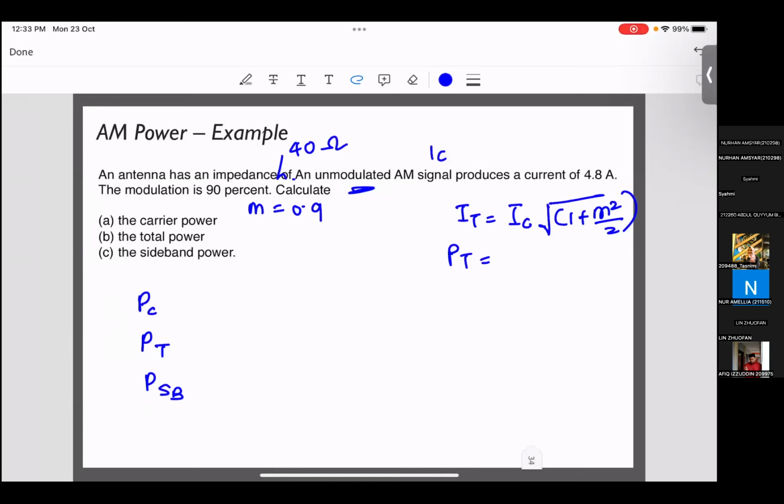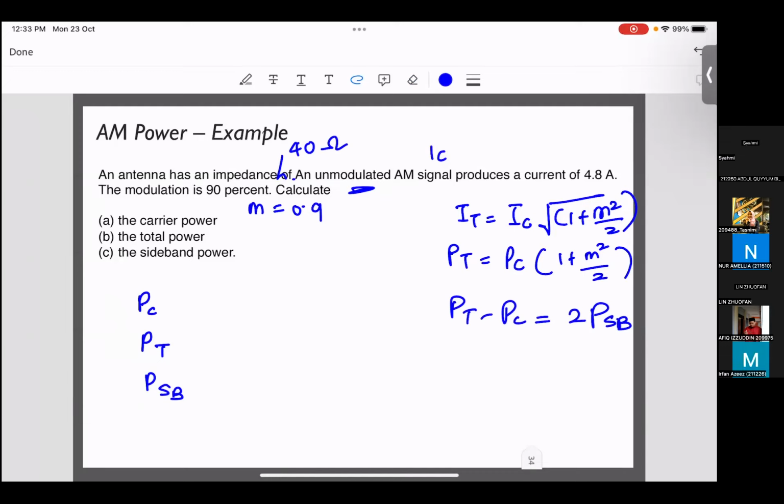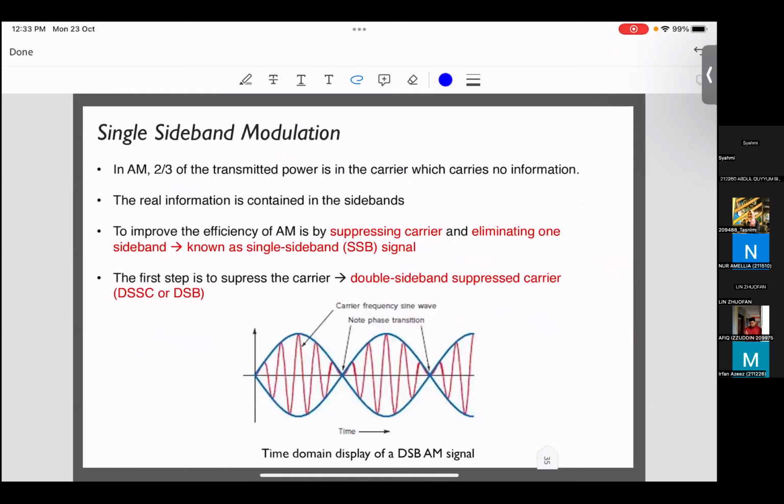PT is equal to PC times 1 plus M squared over 2. Okay, what else? If we know what PT is, and we know what PC is, we can find PSB. So I'm going to let you do this on your own. I will upload the slides with the answer for you to cross-check. I want you to try this yourself, okay? So next.